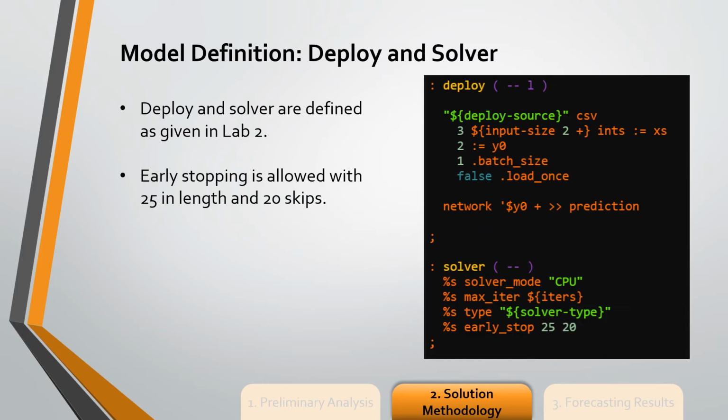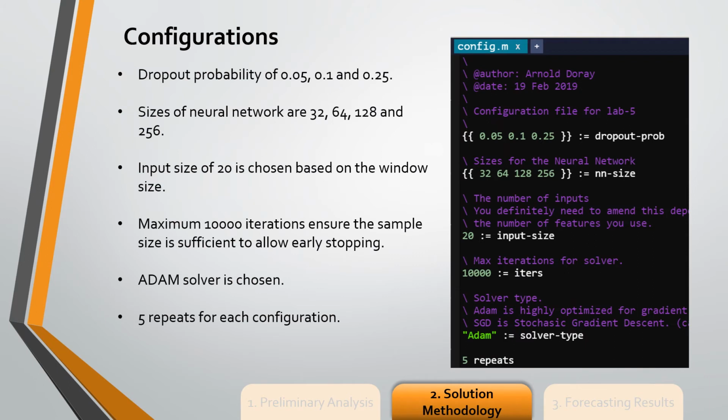The deploy and solver are defined as given in Lab 2. Early stopping is allowed with 25 in length and 20 skips. In config.m, the dropout probabilities are defined as 0.05, 0.1, and 0.25. The sizes of the neural network are 32, 64, 128, and 256. The input size of 20 is chosen based on the window size. Maximum 10,000 iterations ensure the sample size is sufficient to allow early stopping to occur. Furthermore, Adam solver is chosen and 5 repeats is applied for each configuration.